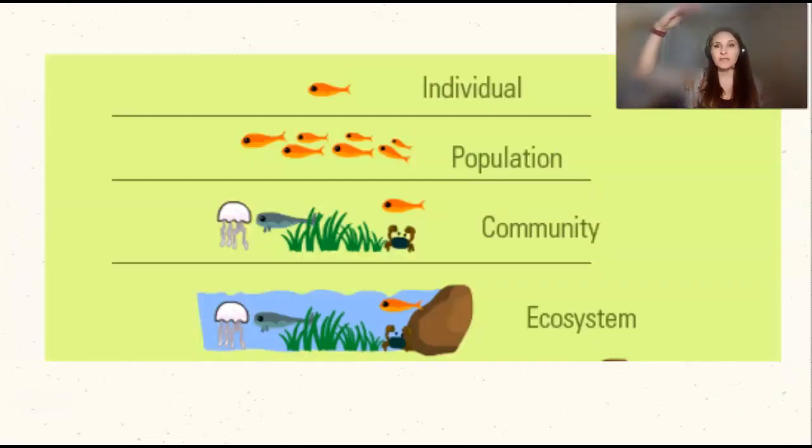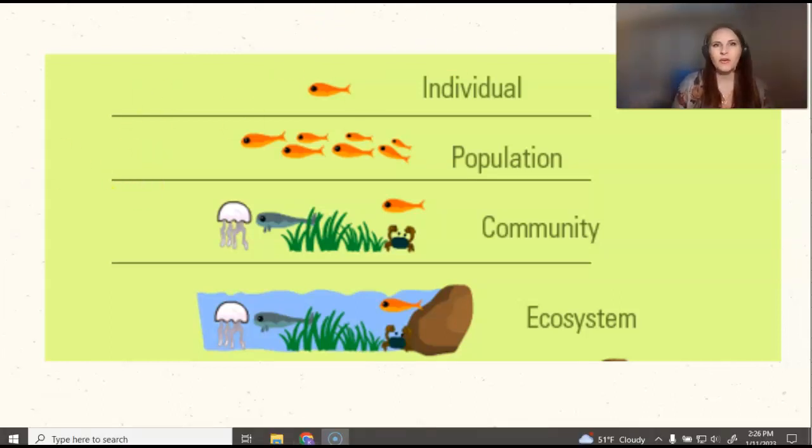This kind of shows you the different levels that we have in ecosystems. So let's start off with this individual. We have just this one little fish. We'll call him Nemo because we all know Nemo, right? The fish Nemo. So that's Nemo. He is one individual fish.